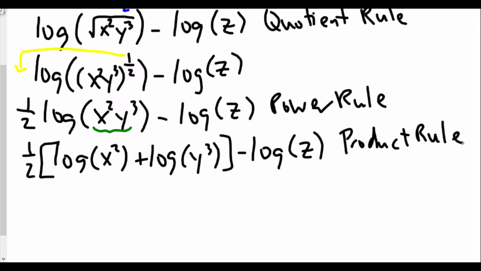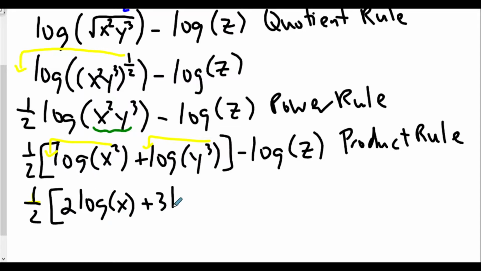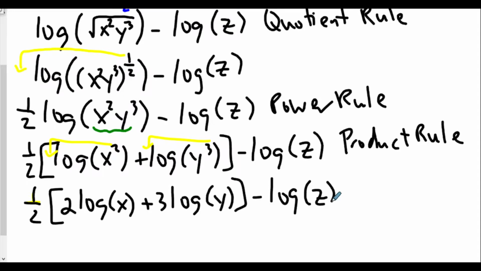Okay, and still these exponents can be moved to the front, both the 2 as well as the 3. And so now we're getting 1/2 of 2 log x plus 3 log y, close parenthesis, close bracket, minus log z. Again, this is because of the power rule.